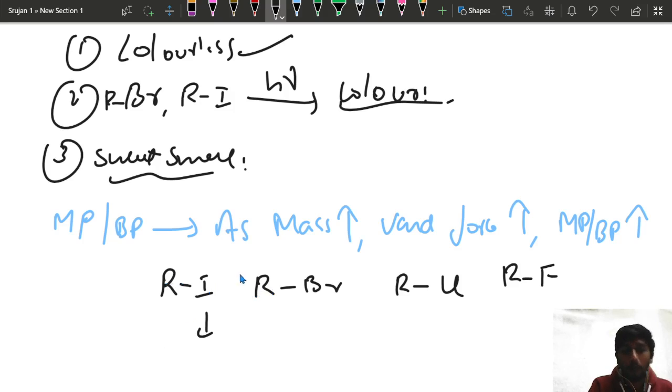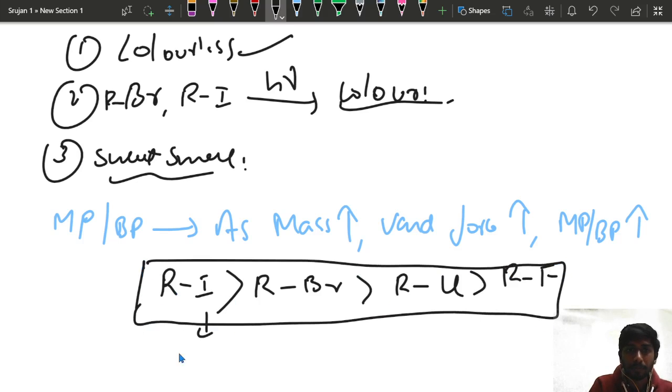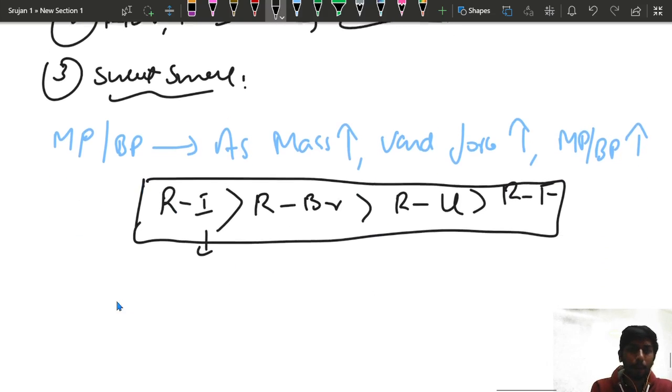In between, I'll tell you what it is. First look at this: this has a greater boiling point. Okay, this is the order of boiling point and melting point both. So now I'll talk about what is dipole interaction.